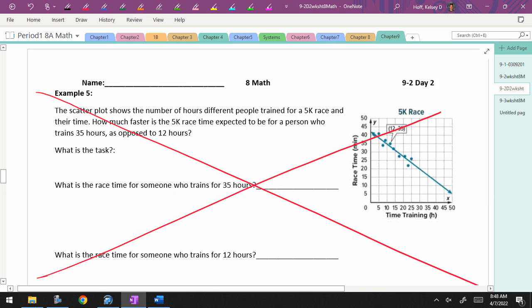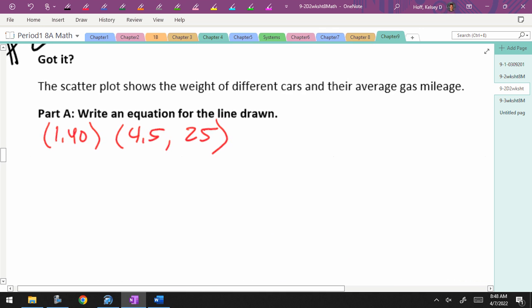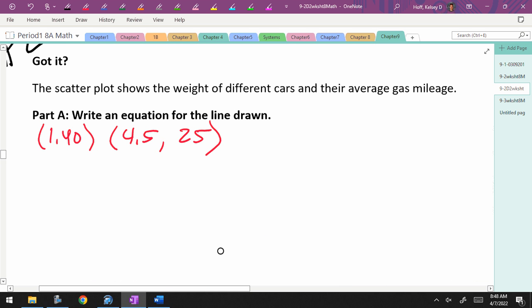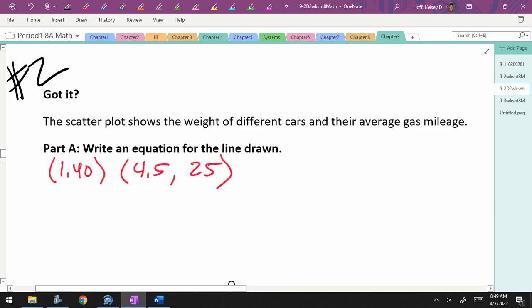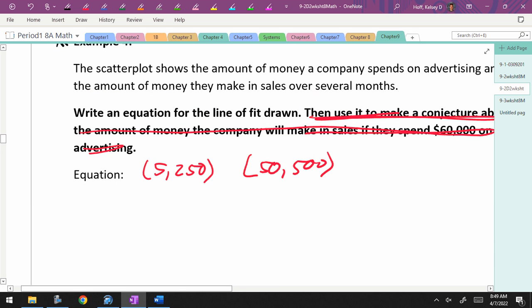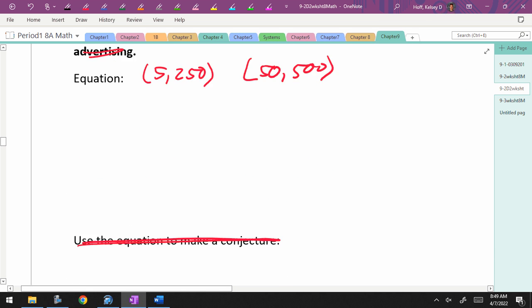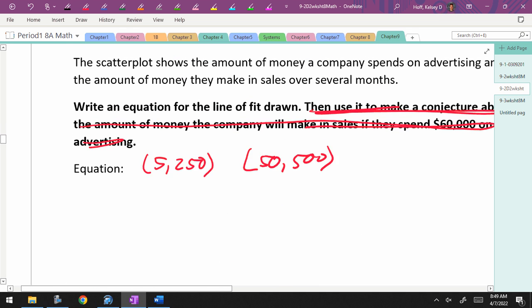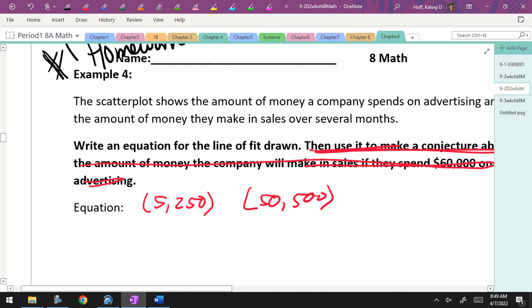Say it again. Example 4. 1, 40 and 4.5, 25. Hold on, did you write that on the right one? Oh, I just gave you the wrong one. Erase those points I just gave you. That was my bad. The points are 5, 250 and 50, 500. Sorry, that was my bad.